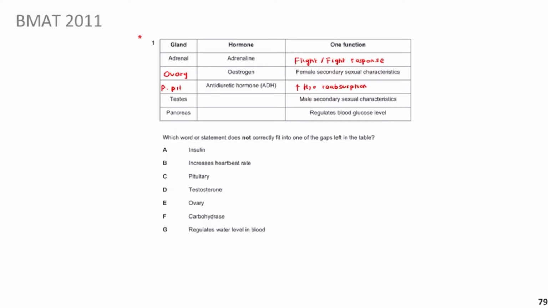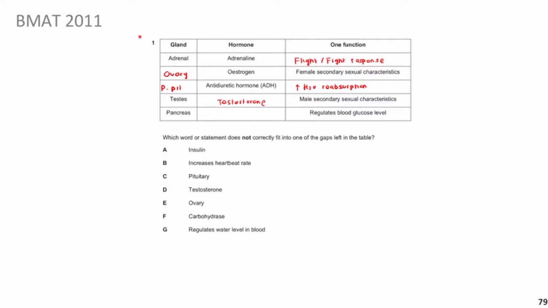And then the next one is gland, testes, and then something. And this gives you male secondary sexual characteristics. Hopefully, guys, you should be aware that this would be testosterone, right? So testosterone is like the male equivalent of estrogen. Estrogen gives female secondary characteristics, testosterone gives male secondary characteristics.